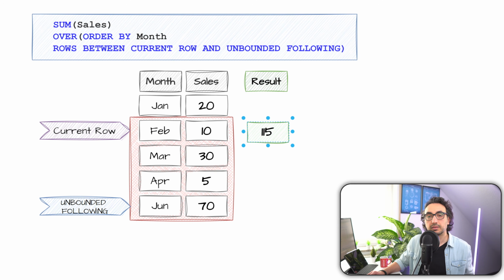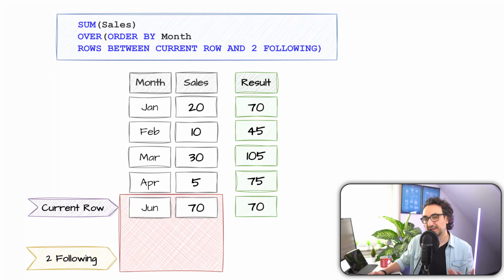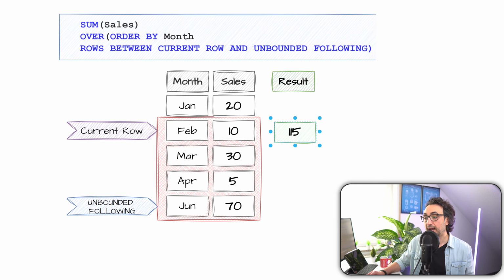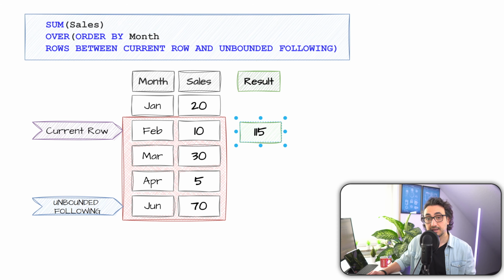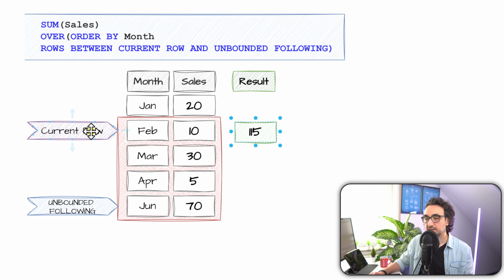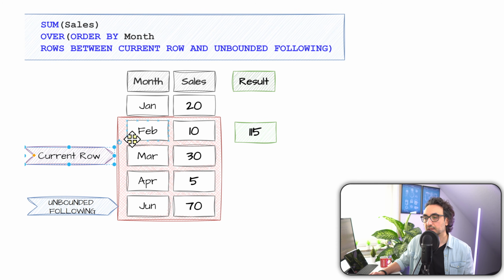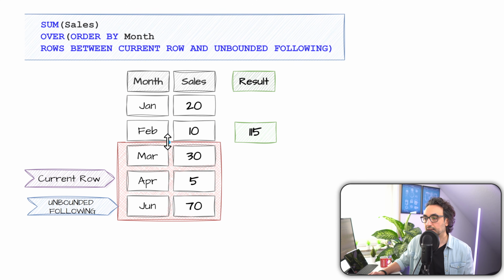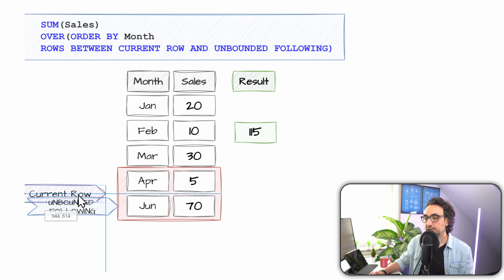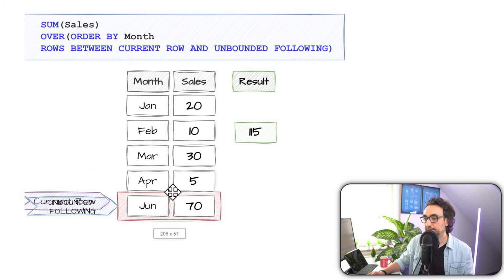So you can do it like this, and previously it was more flexible. It was 2 following, but this time we have unbounded following. That means the boundary is always going to be the last one. So as we are moving through the records, the frame is going to get smaller and smaller. And for the last one, they're both going to be on the same record. So the current record is going to be as well the unbounded following. Okay, let's see the next one.